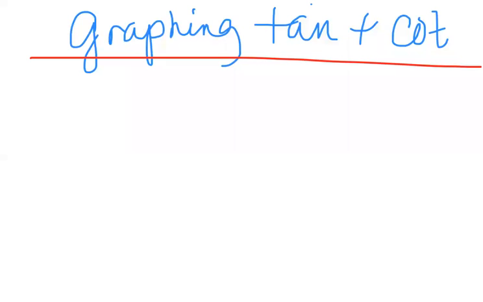Alright guys, just a quick video on graphing tangent and cotangent. I am going to keep it very short, okay? First and foremost, let me give you some characteristics of the tangent, as in y is equal to tangent of x, and then we'll look at the characteristics of cotangent, and then proceed to the graphing portion of this, okay?